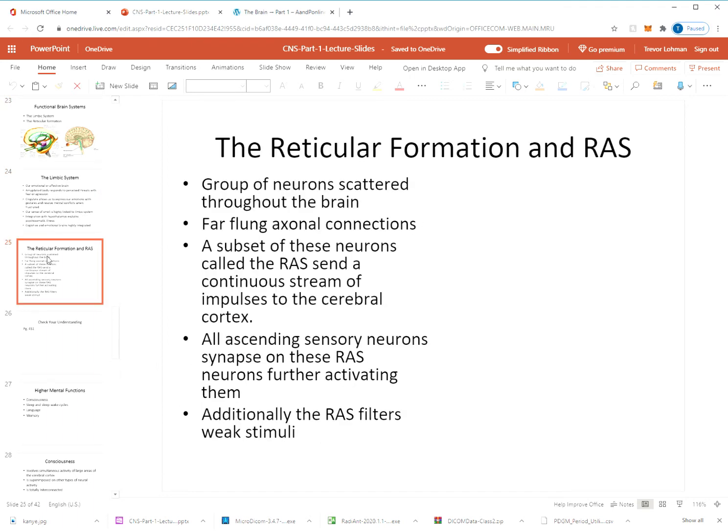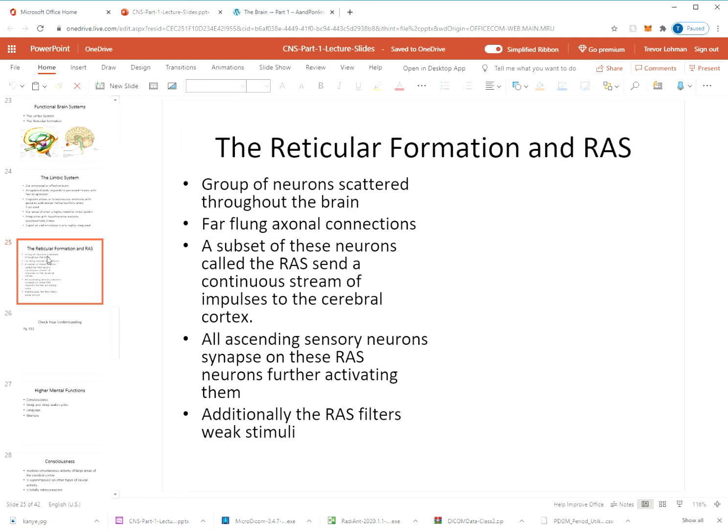So it's a scattered network of neurons throughout the brain. And these axonal connections come from all over the body, and they connect all over the brain. A specific subset of these is called the reticular activating system, and they are constantly sending a stream of impulses to the cortex. All ascending neurons actually synapse on these neurons. A branch of the axon synapses on a reticular activating system neuron, which stimulates them. So this is interesting. You have these neurons in your brain that are constantly sending signals to your brain at a steady rate.